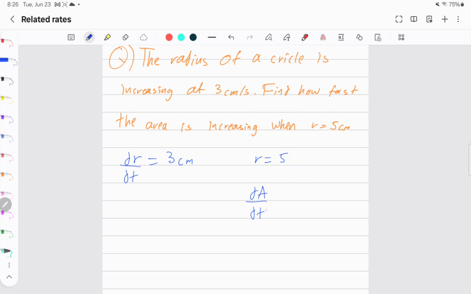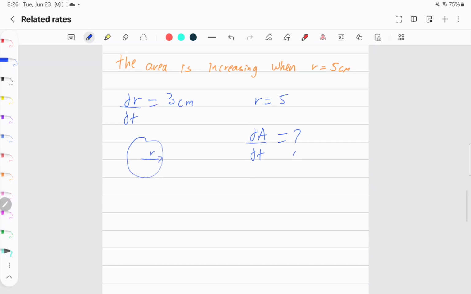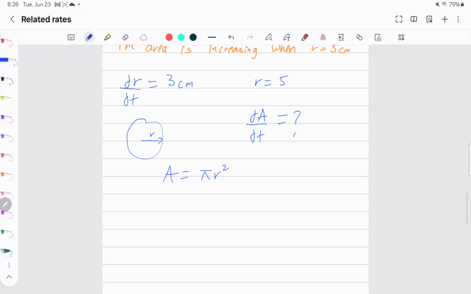So dA over dt is our looking point. Now we have area, we have radius, and we have a circle with radius r. So how do we connect this equation? We say area of a circle, as mentioned before, is pi r square. Now you differentiate this. You say dA over dt, and obviously there's a 1, so the area of a variable is just 1 at the end.